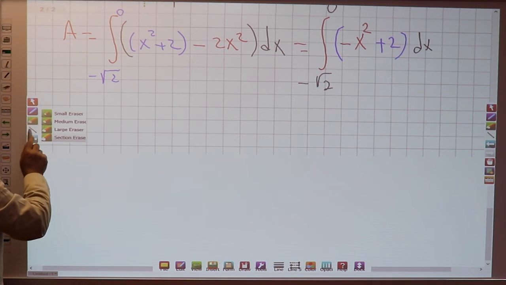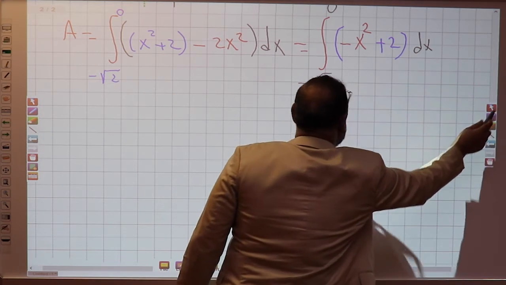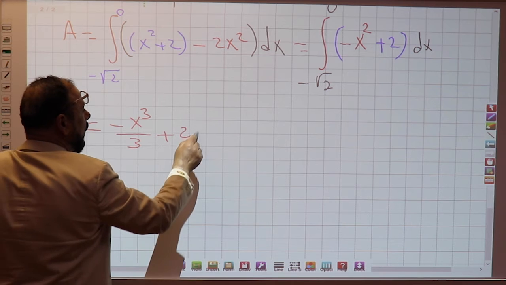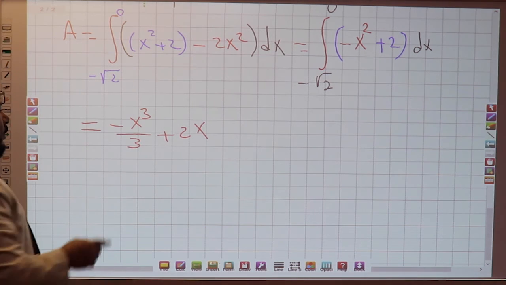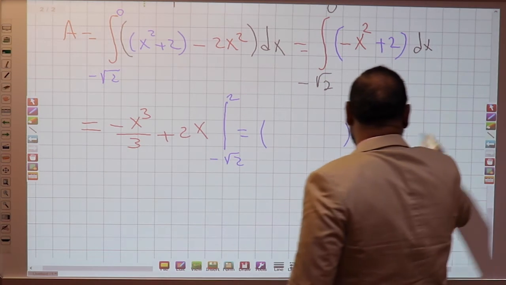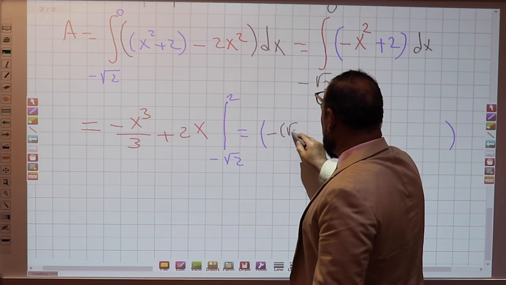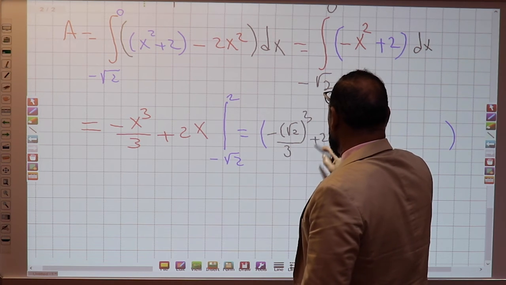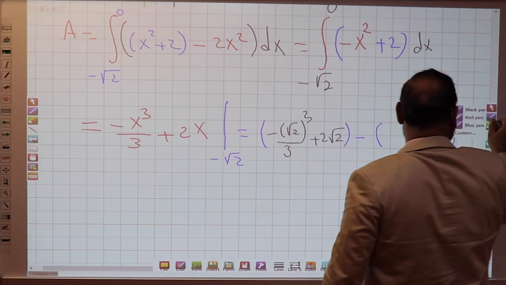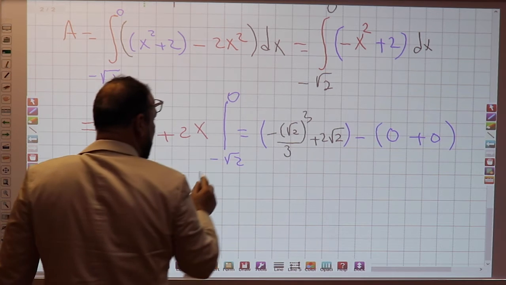Let us integrate. It equals negative x cubed over 3 plus 2x. The integral of 2 is 2x, the integral of x squared is x cubed over 3. And my limits of integration are negative square root of 2 to 0. Now you open two pairs of parentheses. When you plug in negative square root of 2 cubed over 3 plus 2 square root of 2, minus this one, which is 0. This is 0, it's going to be 0.